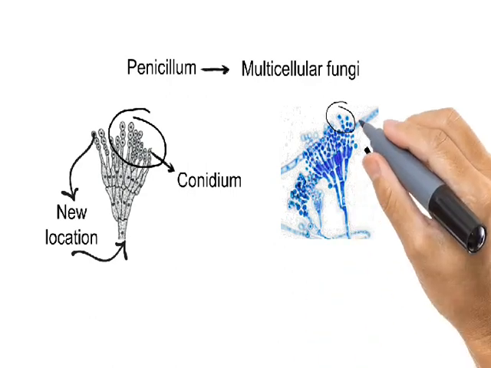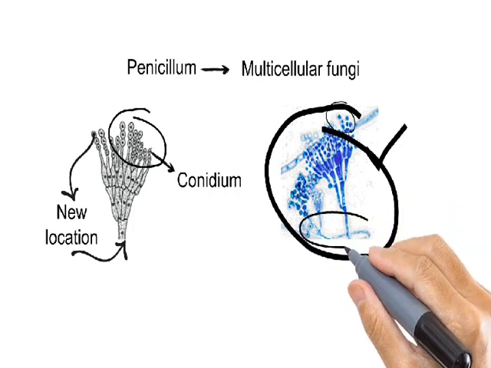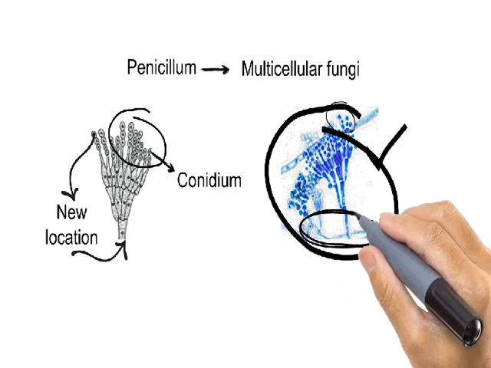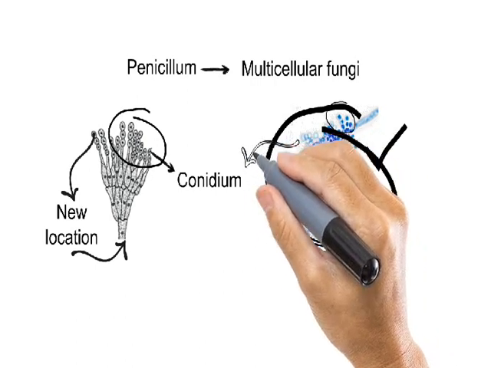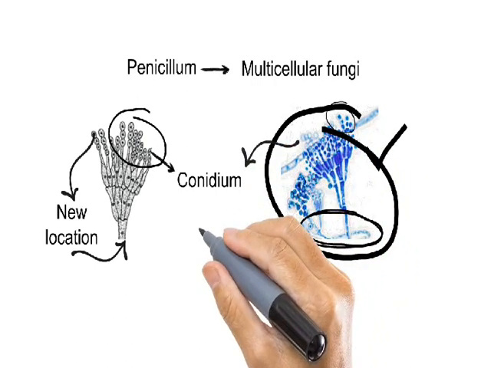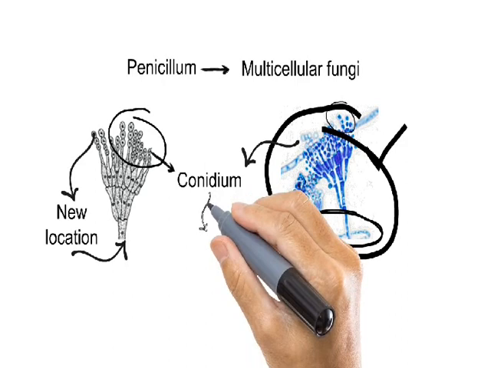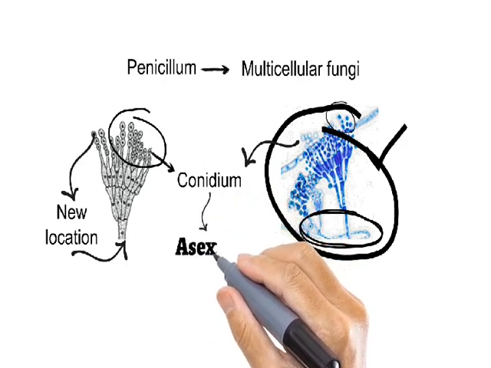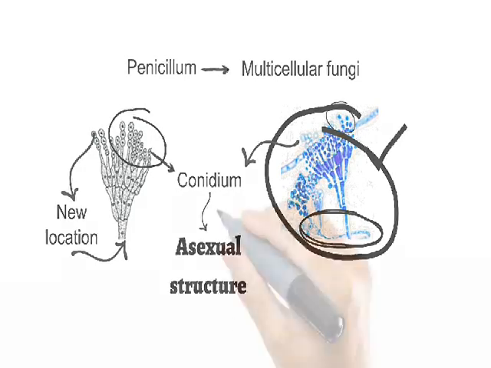See, this whole structure is of the fungus. This part is called hyphae. It is the actual body of the fungus, and this is the asexual structure, that is the conidium or conidiospore, which is produced by this fungus. So in this case, the conidium or conidiospore is the asexual structure.